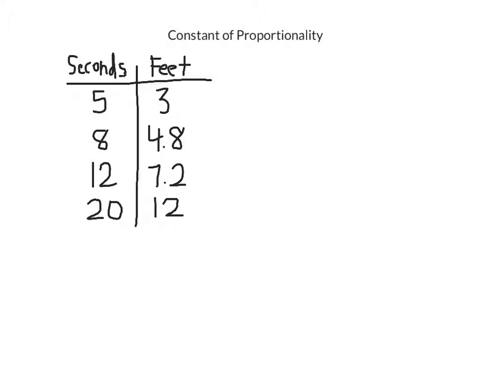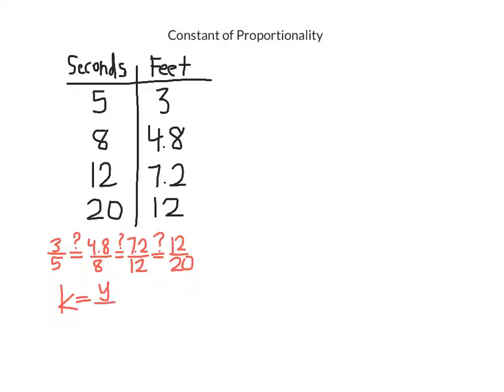So the first question is, is this relationship proportional? And if so, state the constant of proportionality. So we need to set up those ratios, remembering that to find the constant of proportionality, we see if all the y values over their corresponding x values are equal. And if you simplify each one of these, if you just divide the top by the bottom, they all equal 0.6. So we know that the relationship is proportional, and the constant of proportionality is 0.6.